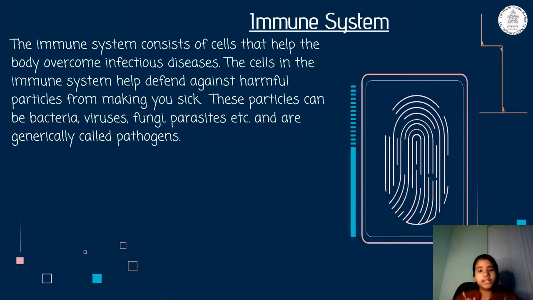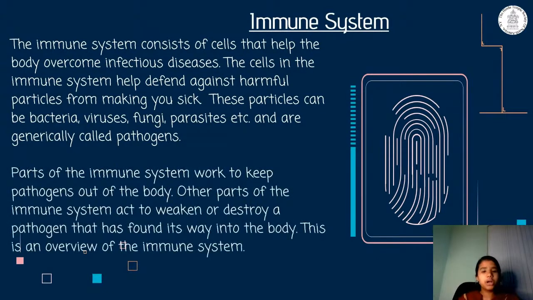So let us start with some overall information about the immune system. The immune system consists of cells that help the body overcome infectious diseases. The cells in the immune system help defend against harmful particles from making you sick. These particles can be fungi, parasites, viruses, bacteria, etc., and they are generally called pathogens. Parts of the immune system work to keep the pathogens out of the body. Other parts act to weaken or even destroy the pathogen that has found its way into our body somehow. This is basically overall information about the immune system.